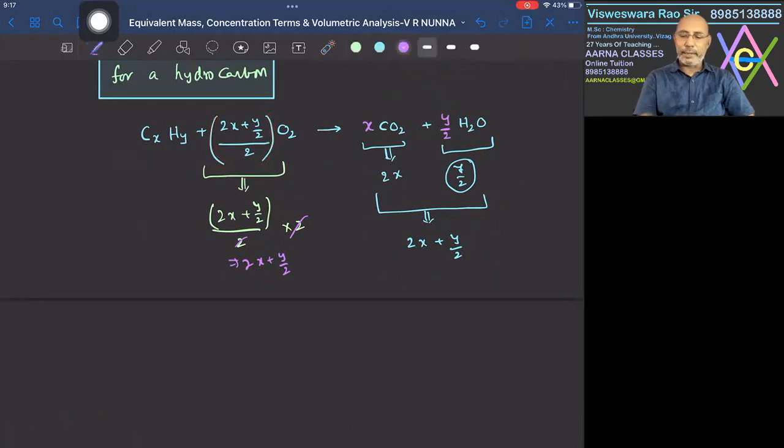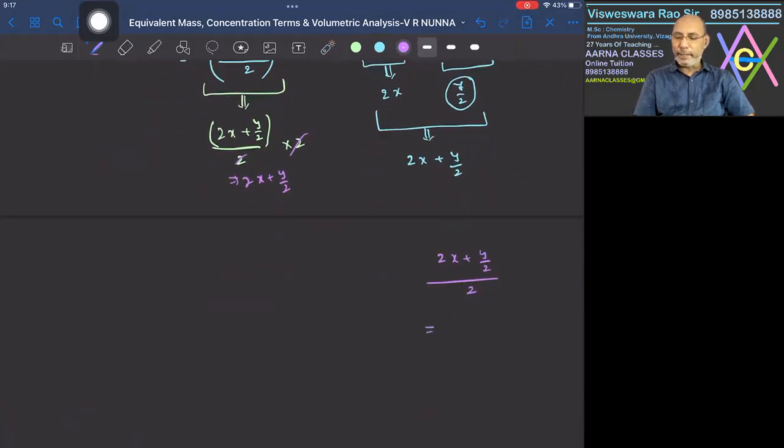You can also simplify that one. Instead of writing (2x plus y by 2) by 2, I'm simplifying it. First of all, I will take the numerator. In the numerator, the LCM is 2, so it becomes (4x plus y) divided by 2. I've taken the LCM here: 1 into 2, 2x into 2 is 4x, plus y. And a by b by c can be written as a by b into c, so I'm doing that.